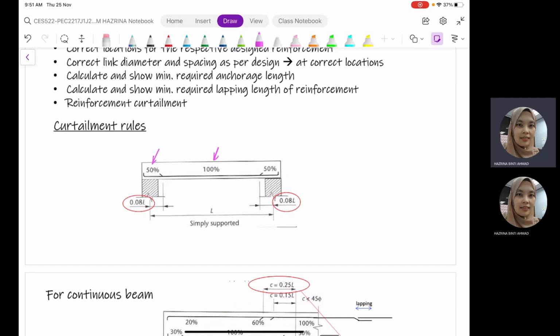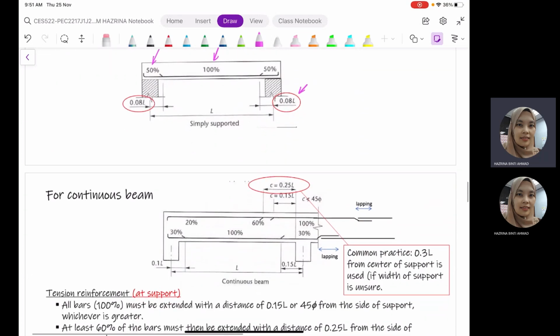With regards to the curtailment length, this is the measurement, whereas we are going to use 0.08 L. That is the maximum value that we can provide this 50% of reinforcement, and it goes the same way for both sides since this is a simply supported beam.